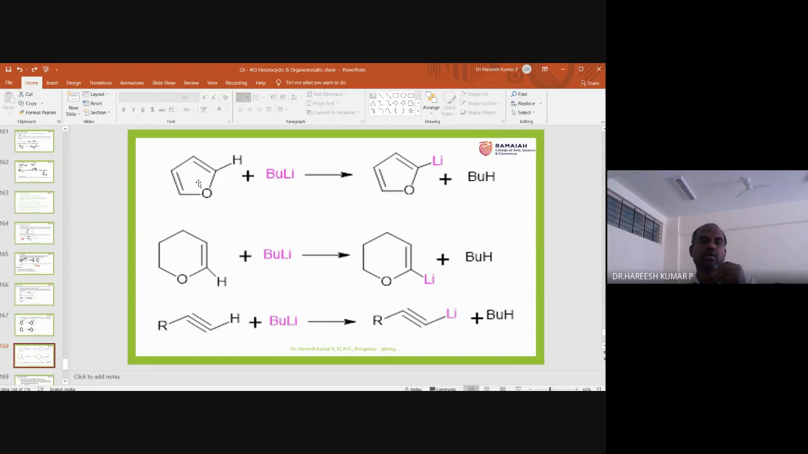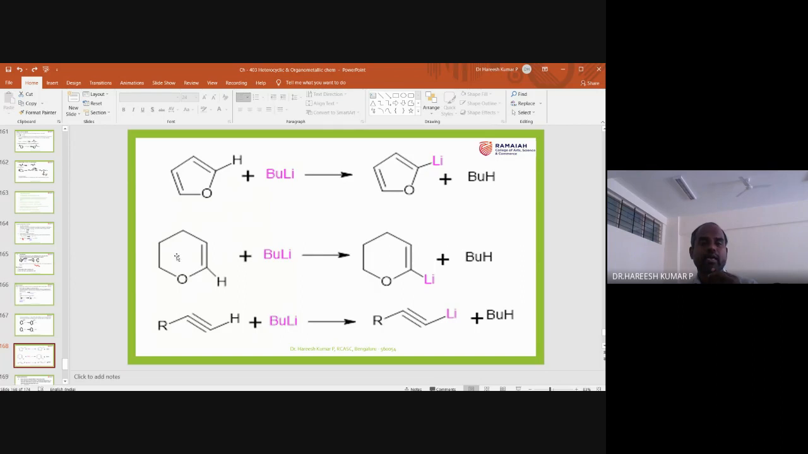This is called furan. Furan is a heterocyclic compound containing oxygen as the heteroatom. So what is happening here? Butyl can abstract this proton, BuH goes out, and there will be a new bond formation between this bond pair and the lithium. Of course, we can call this lithiation of furan.